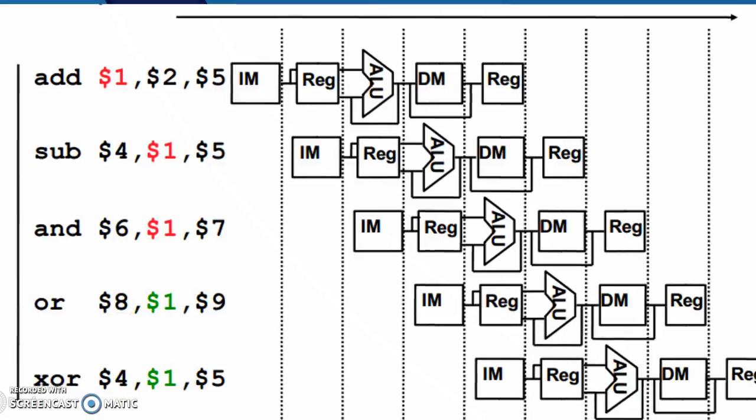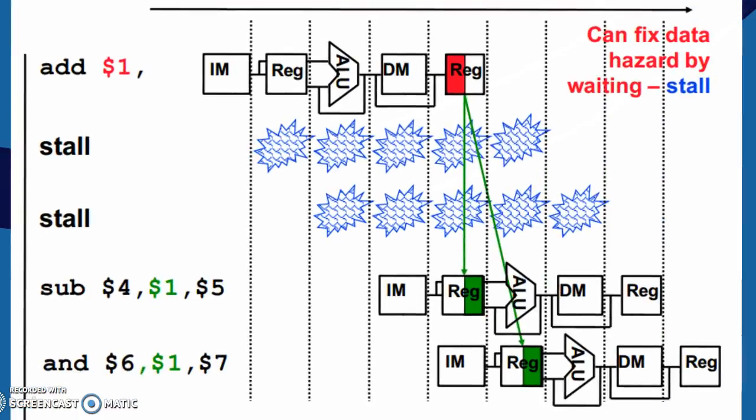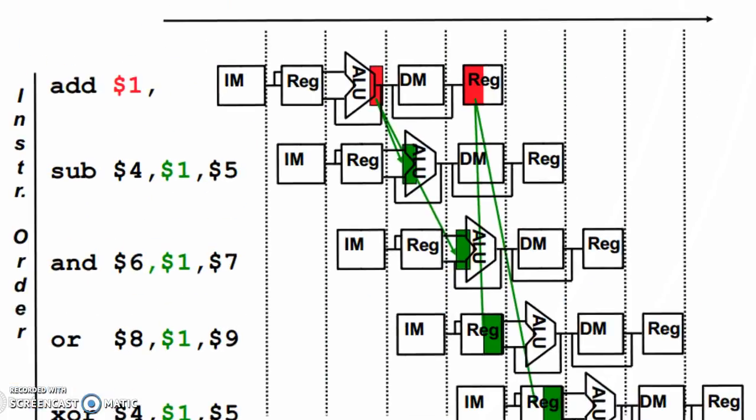As we see in this next slide, we can fix any data hazard by waiting. We need to stall or wait 2 instructions after the first until the data is ready for the sub and AND instructions to use it. But if we use forwarding, as we can see in the next slide, we don't need to add a stall between those 2 instructions. Any R-type instructions can be solved using forwarding.